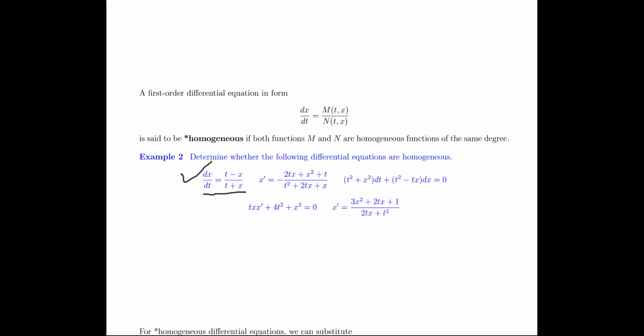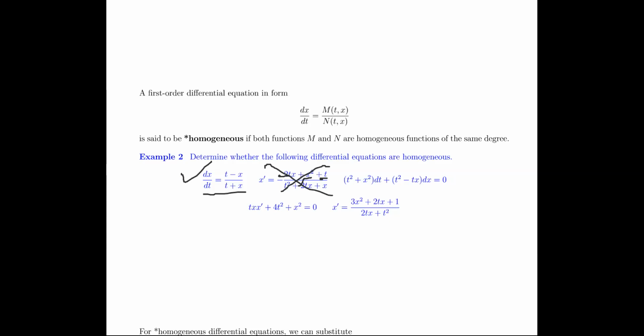All right, so look at the second one. We get degree 2 here, degree 2, and then degree 1. So that is not a homogeneous function in the numerator. So this is not a star homogeneous function.